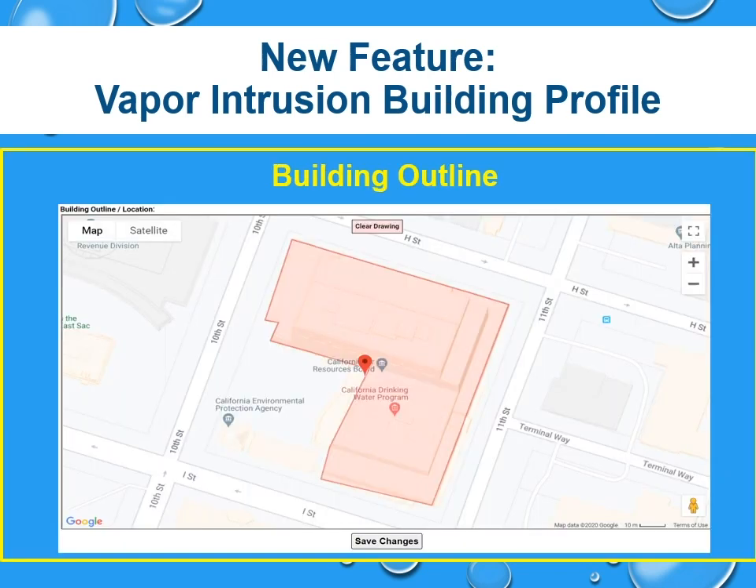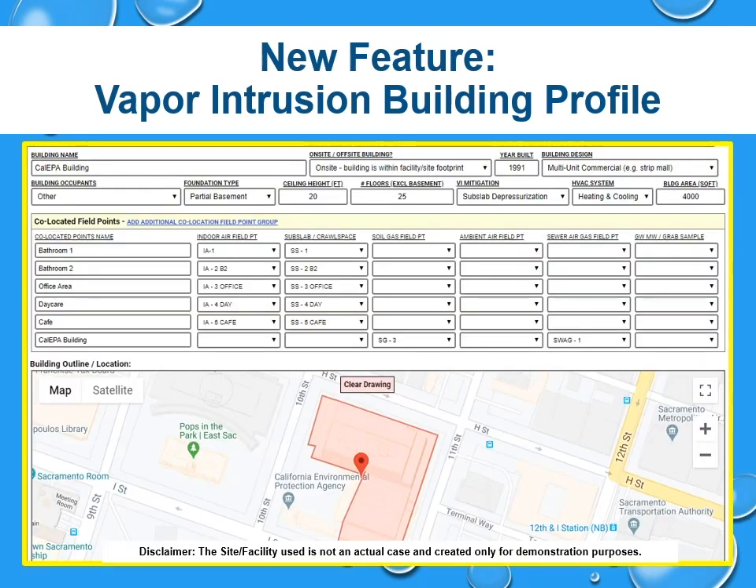The last section is the building outline. This represents the spatial attributes for the building. The information in a building profile provides essential metadata for the database and is key to helping us understand the factors that influence vapor behavior.